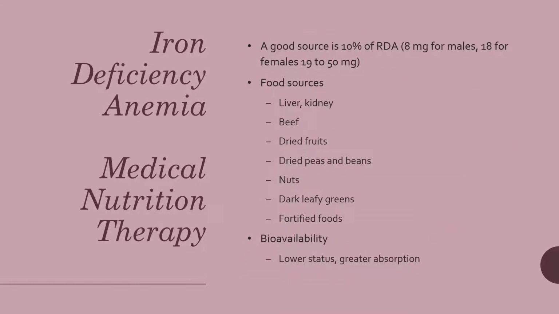As far as medical nutrition therapy, the best food sources are liver and kidney, organ meats in general. Beef has more iron than other meats do. We also find iron in dried fruits, dried peas and beans, nuts, dark leafy green vegetables, and added in fortified foods.